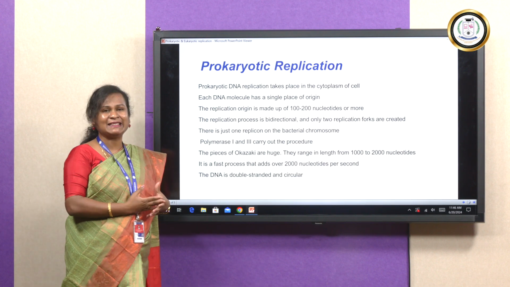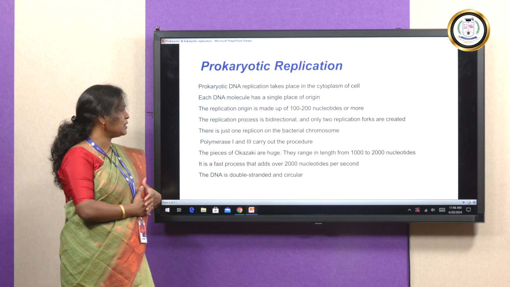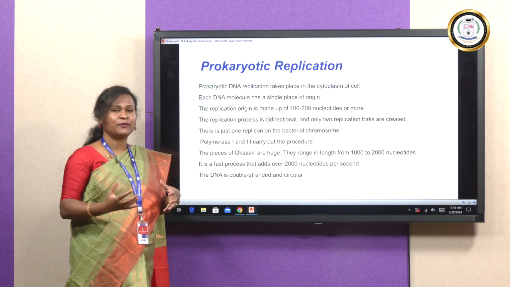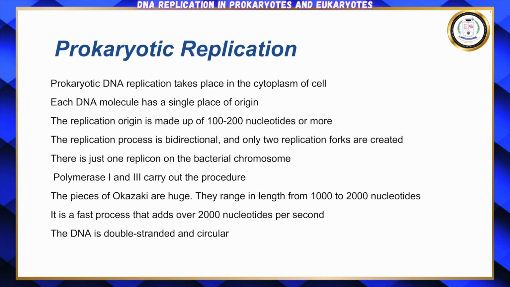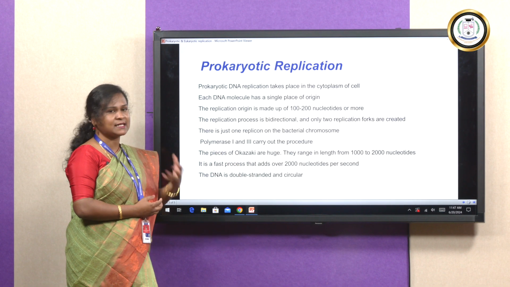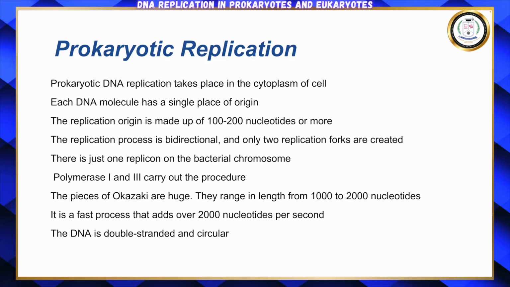Polymerase 1 and 3 play a predominant role in this procedure, and the Okazaki fragments are generally very large pieces. They range somewhere between 1000 to 2000 nucleotides, and it is a very fast process, meaning about 2000 nucleotides are formed in a single second, and the DNA is double stranded and circular. Therefore, this is how replication takes place in prokaryotes.